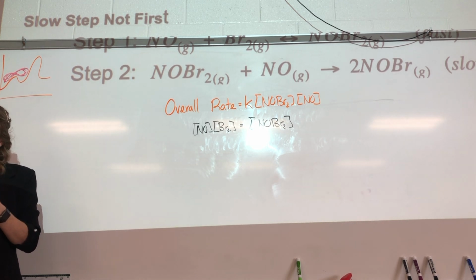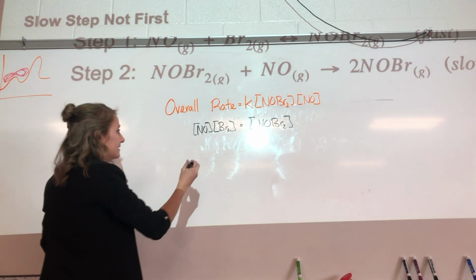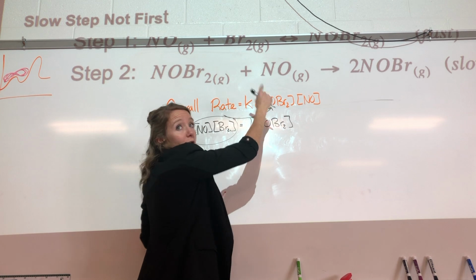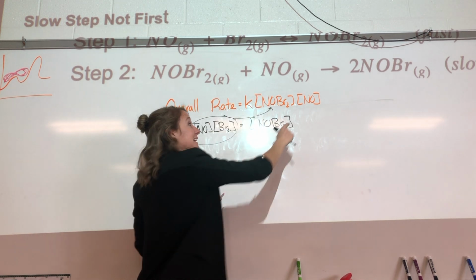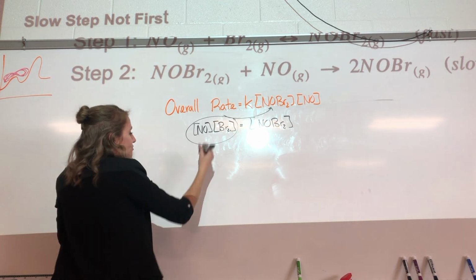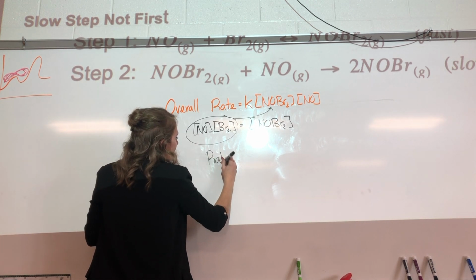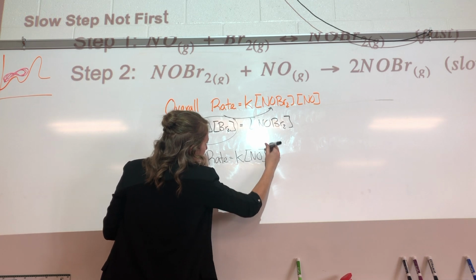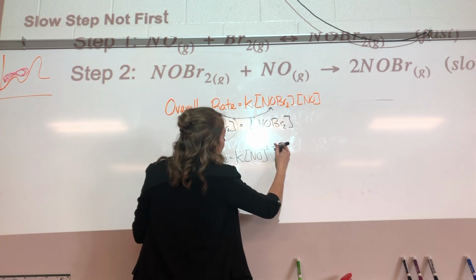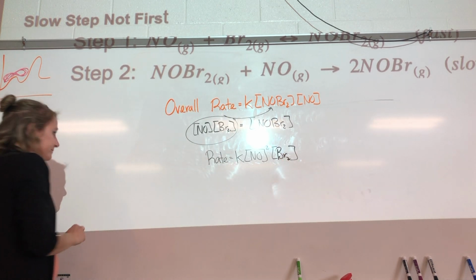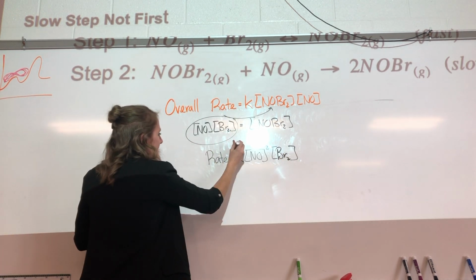Yeah, Eli? So then when you rewrite it on the slower, would it be NO2, Br2? So this gets plugged in for all of that, and then we are actually going to combine the like ones, because we have two NOs, right? So the true overall rate is going to be k[NO]^2[Br2]. So that is your final answer.